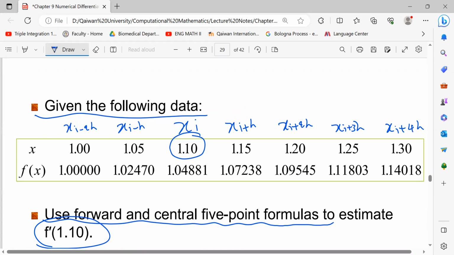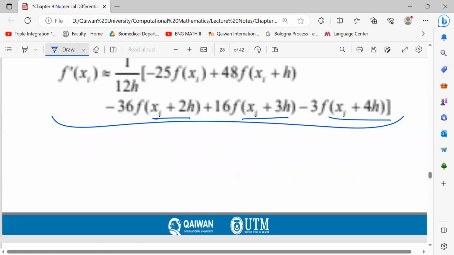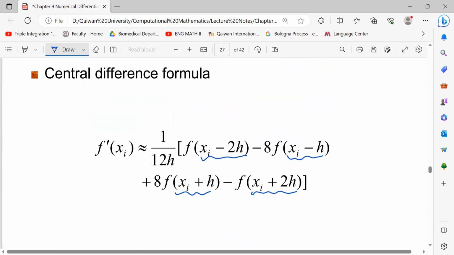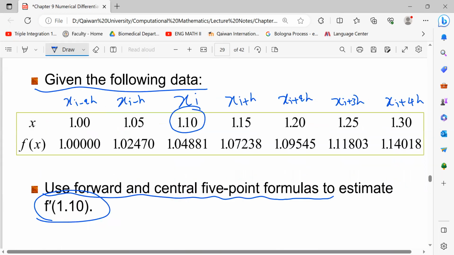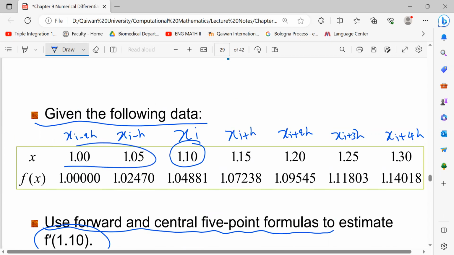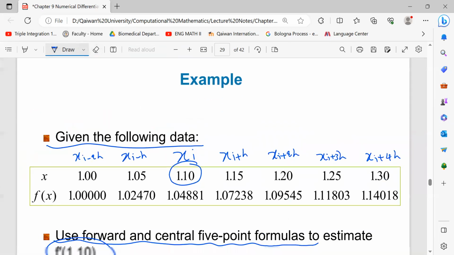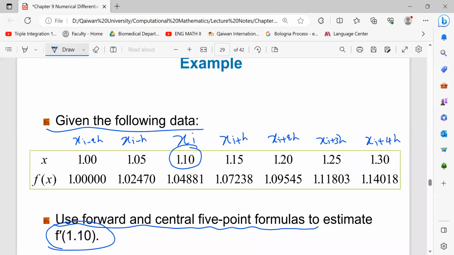Now we select all x values. Look, for central, we need xi minus h, xi plus h, xi minus 2h, xi plus 2h. We only need these four values. And also we need h. Look for h, if we find it, you just subtract these two to get the value of h, which is 0.05. It's similar to the previous examples.